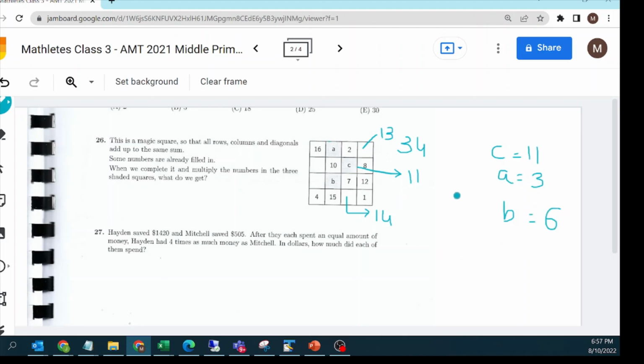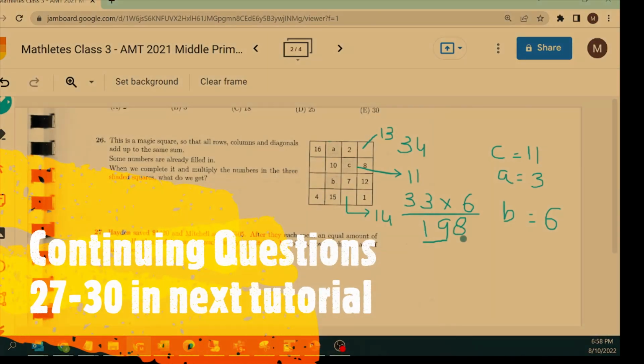Okay, now that you know the values of B, C, and A, you can multiply them together to find the answer, which would be 11 times 3, 33, multiplied by 6 would be 198. Just for your convenience, let's write it down here. So the value will be 198. That would be our answer. Okay.